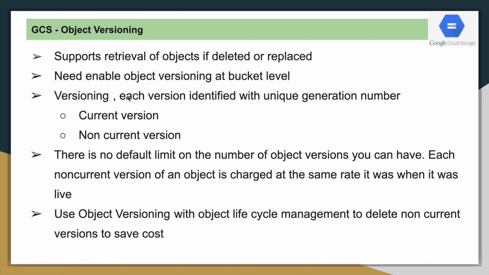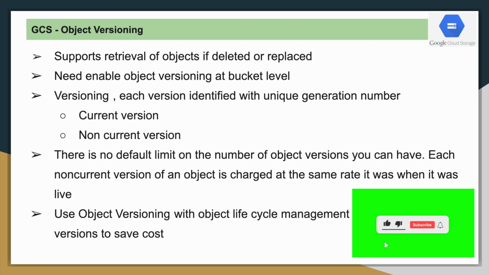Coming to object versioning, to support retrieval of objects which are deleted or replaced, Google Cloud Storage provides a feature called object versioning, where you can maintain multiple versions of an object inside a Google Cloud Storage bucket. This works in both cases: if the object is deleted, and also with replacement.